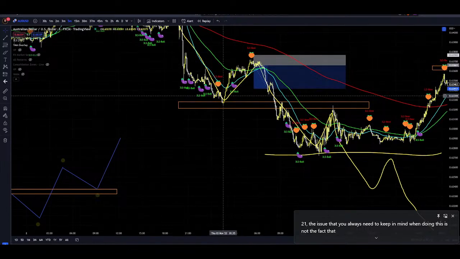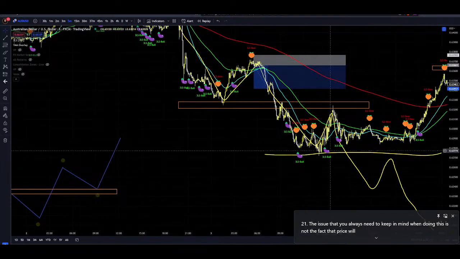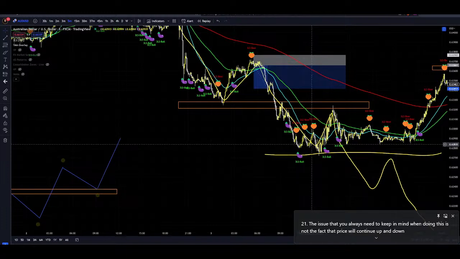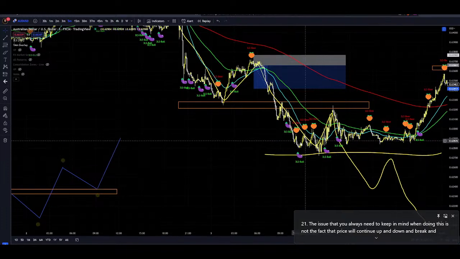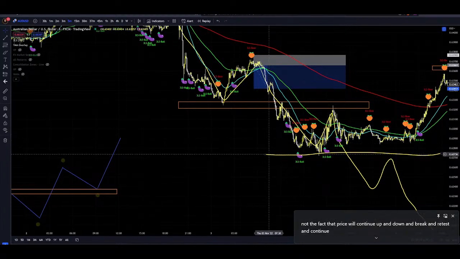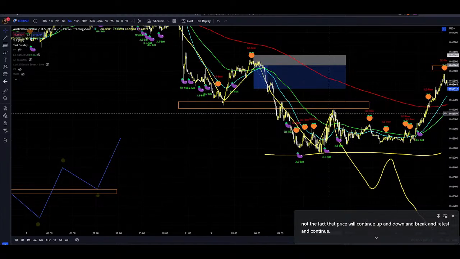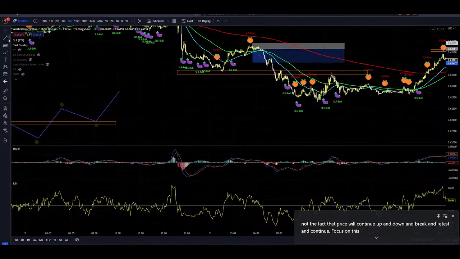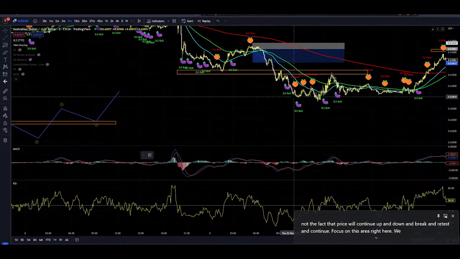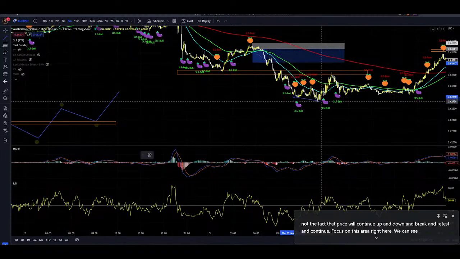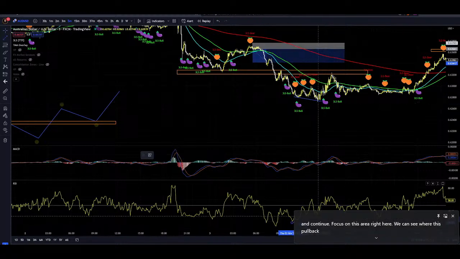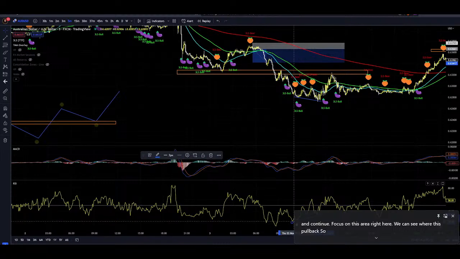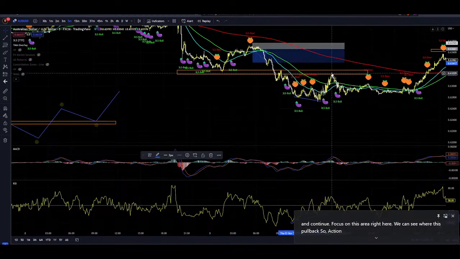So we have our low point here, then we have our low point here. But if we focus on this area right here, we can see where this pullback to that previous support level will potentially be. And we do that by spotting divergences. So lower lows on price action in a downtrend and higher lows on the RSI. These are usually a good indication that the price is going to pull back.